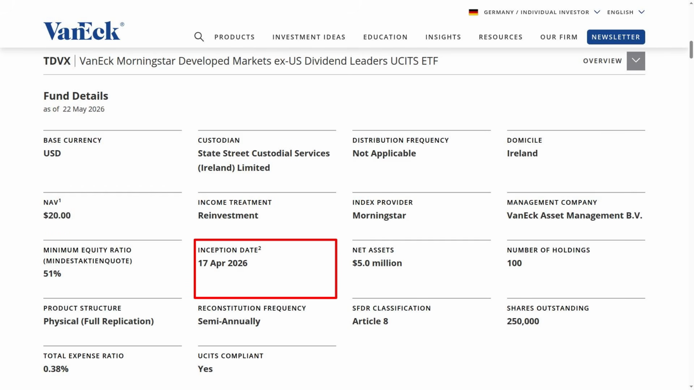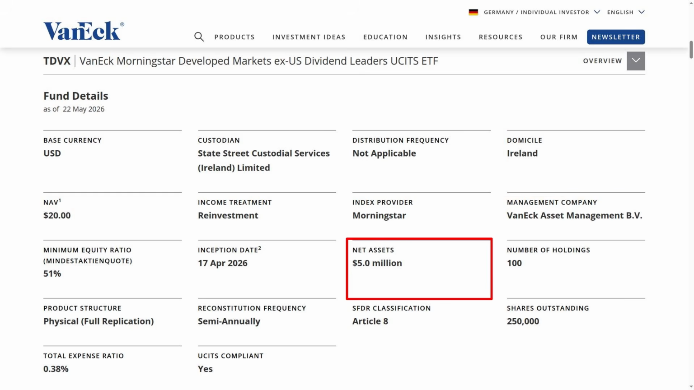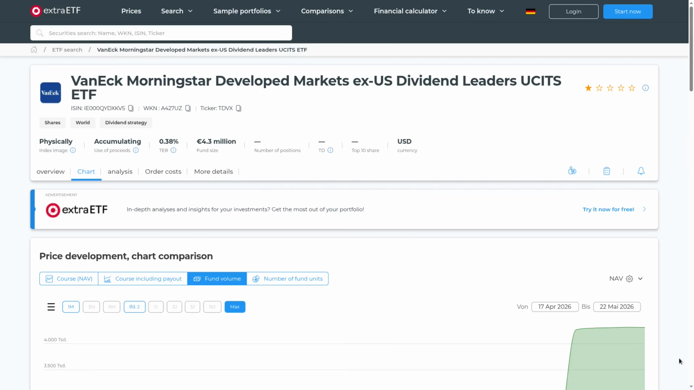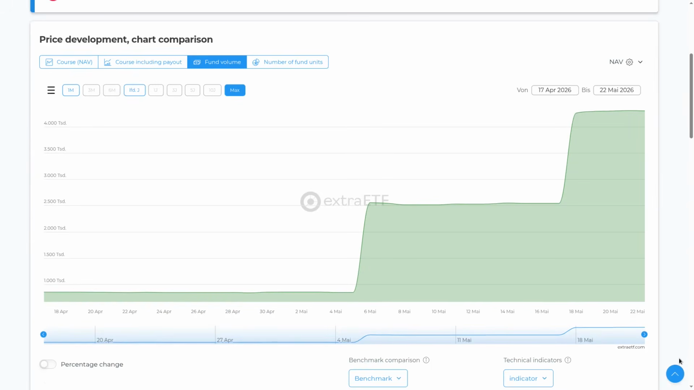This fund is completely new to the market, having just been launched in April 2026. And here is a major upgrade. The domicile is no longer the Netherlands, like the older VanEck Dividend ETF, but Ireland. So far, about $5 million have flowed into the fund. If we look at Extra ETF, we can see the growth of the fund volume. Those massive jumps suggest that institutional investors have been the main buyers so far. In fact, I only recently became able to buy this ETF through my own broker.